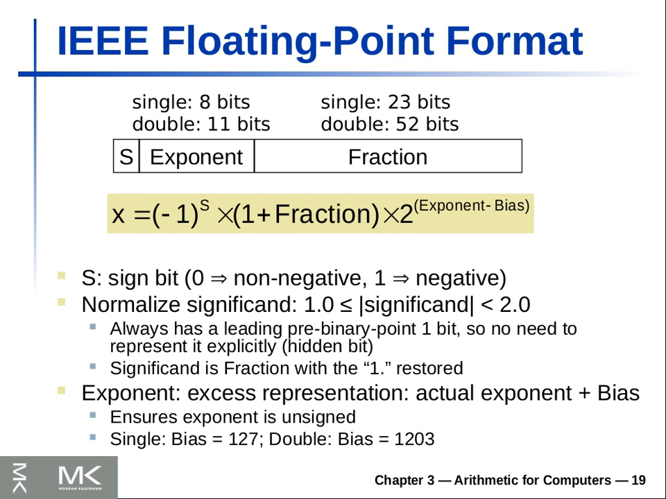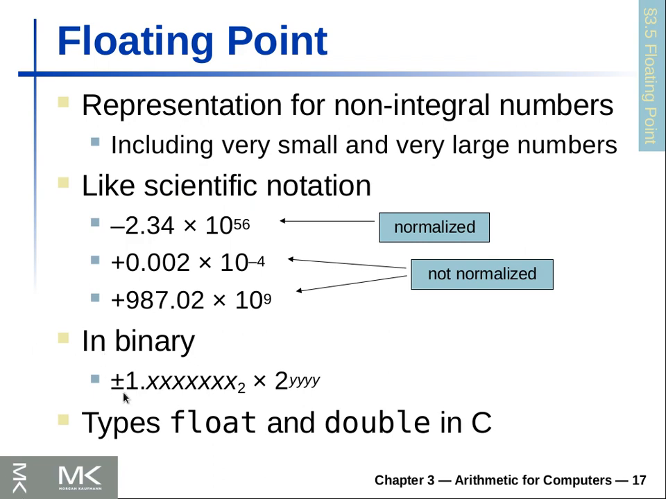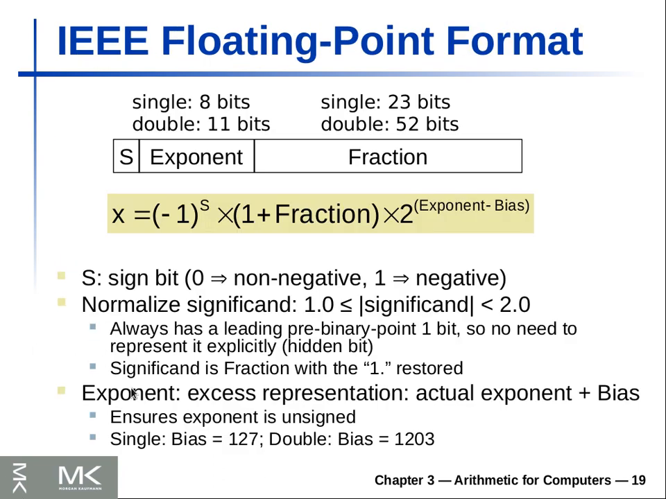Then your exponent will have either 8 or 11 bits, depending on float or double, and then your fraction will have either 23 or 52 bits. Since the significand is always normalized, we always pretend that there's a leading 1 bit before the binary point, so you don't need to represent it. We call this the hidden bit. This is what I was talking about earlier. We don't need to store this because that 1 is always there.